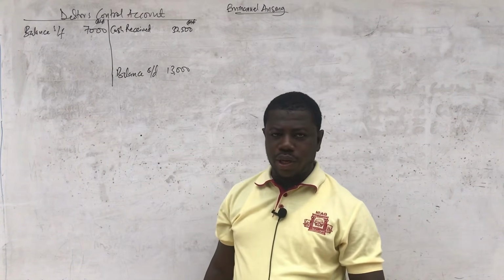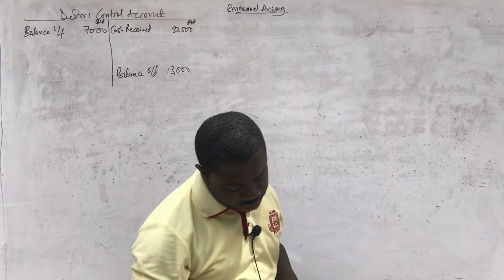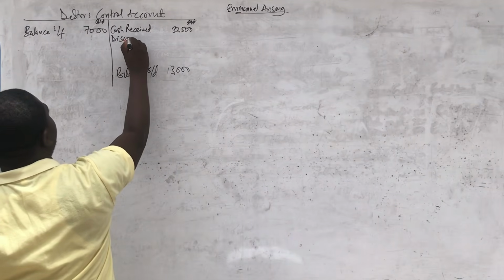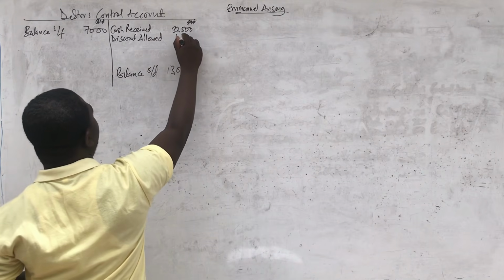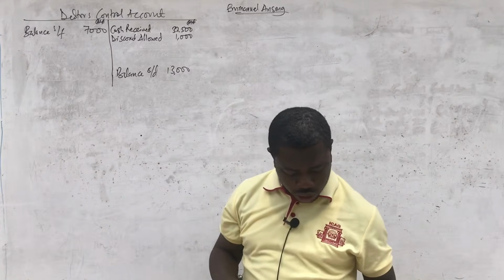Then we come down to the balances. We have trade debtors. That is what we have already picked as our opening and closing balances. Then we are told down there the discount allowed and discount received for the year. So it means that discount allowed will appear on the credit side of the debtors control account. We know that. So discount allowed is 1,000 according to the question. So we record that as well. Discount allowed, 1,000 Ghana cedis.